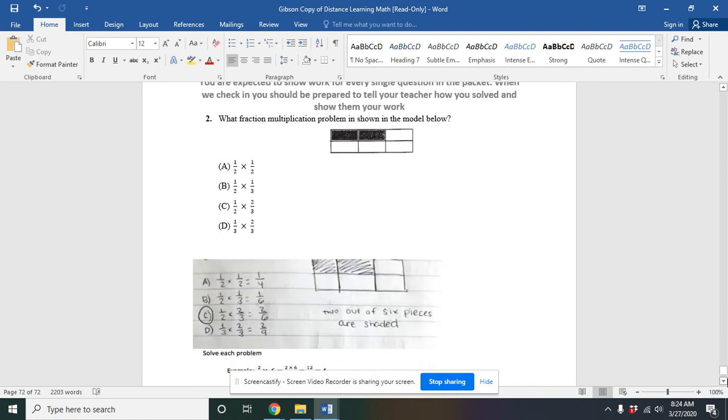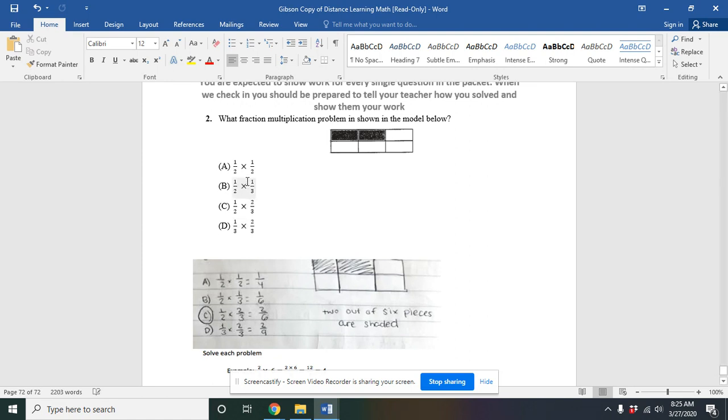What fraction multiplication problem is shown in the model below? So 2 out of the 6 pieces are shaded. I want you guys to realize this. Okay. So if I were to solve all these, this is a great strategy for you to use whenever you have this. Go ahead and solve them. If you didn't do that, take a couple seconds to solve these. Multiply them, solve them, get the final answers.